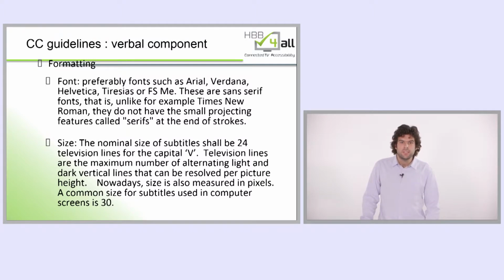In terms of size, the nominal size of subtitles shall be 24 television lines for the capital V. Television lines are the maximum number of alternating light and dark vertical lines that can be resolved per picture height. Nowadays, size is measured in pixels. A common size for subtitles used in computer screens is 30. These guidelines have been obtained from different guidelines and standards, especially in the UK, by Ofcom and the BBC.